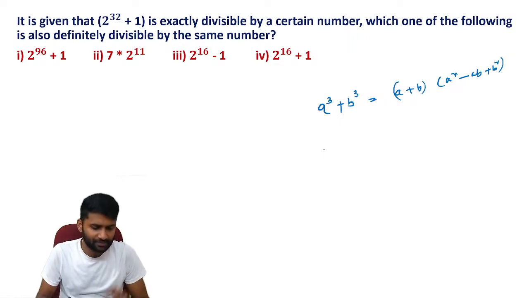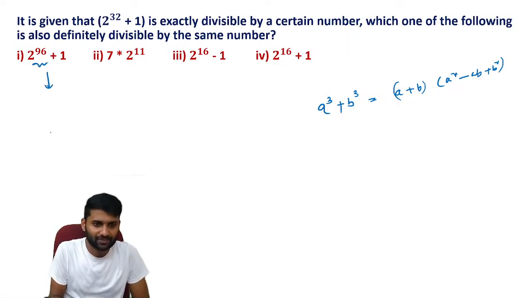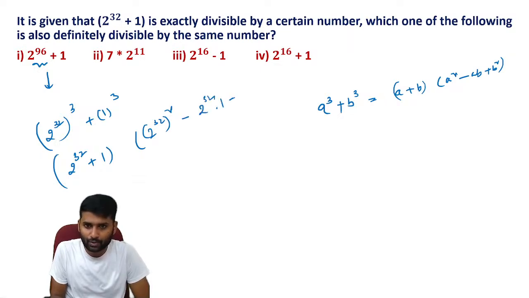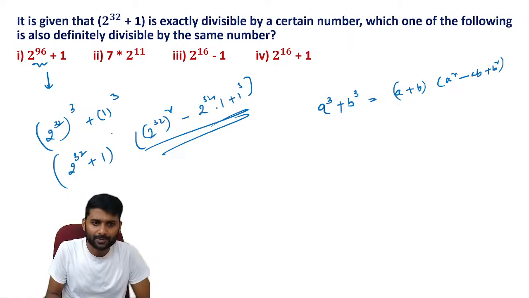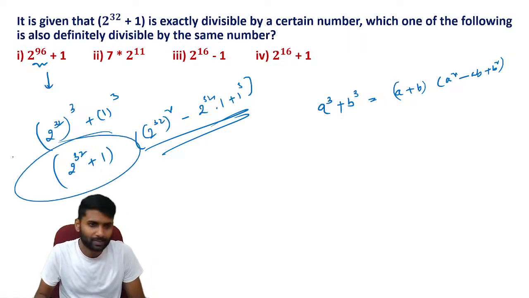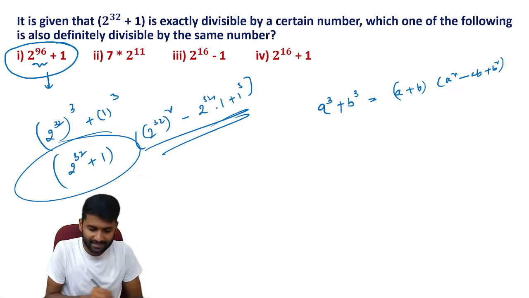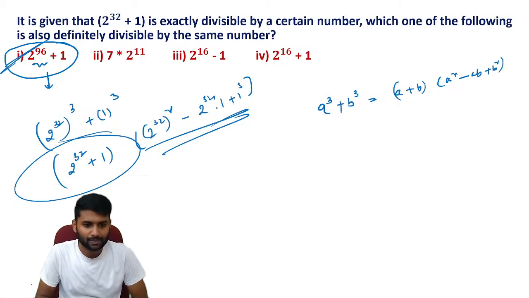Let's go through these option verifications. See, 2 power 96 plus 1 can be taken as 2 power 32 whole cube plus 1 cube. Let's go through this verification here. a cube plus b cube is 2 power 32 plus 1 into 2 power 32 whole square minus 2 power 32 into 1 plus 1 cube. Whatever the expression, it is always divisible by 2 power 32 plus 1. So just verify 32 multiples. If you go through all the options, you can see that the 32 multiple is 96. That's why your answer is 2 power 96 plus 1.